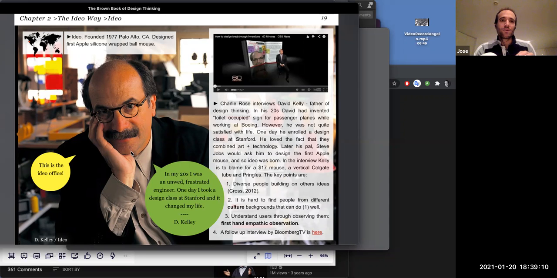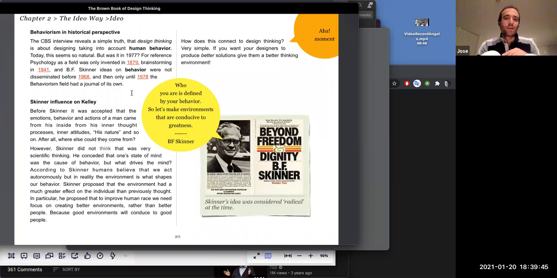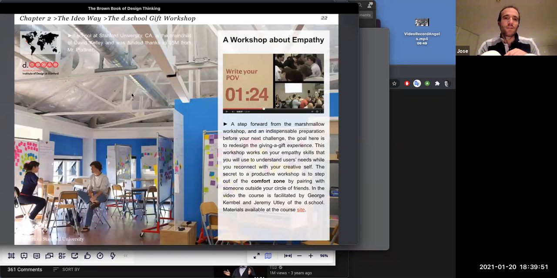He founded IDEO in 1977, and his first job was to design the Apple mouse that had a ball. This was one of the first mice with a ball. And Steve Jobs, the founder of Apple, was his friend, so IDEO used to work a lot for Steve Jobs' company. Sounds good? It's fascinating. Excellent guy, by the way, and he has a lecture. It's very good, right?